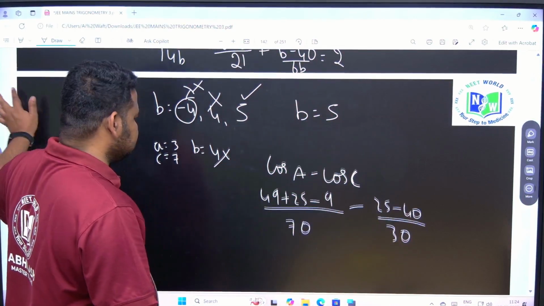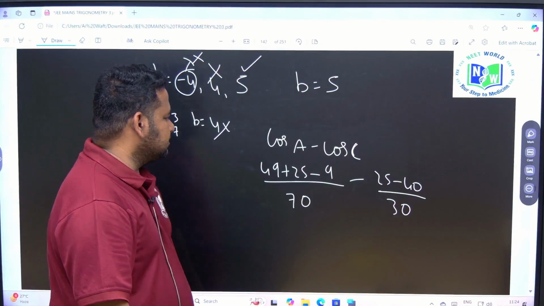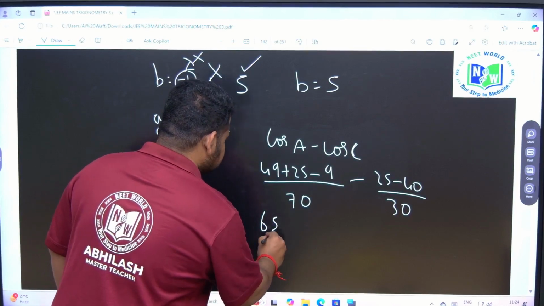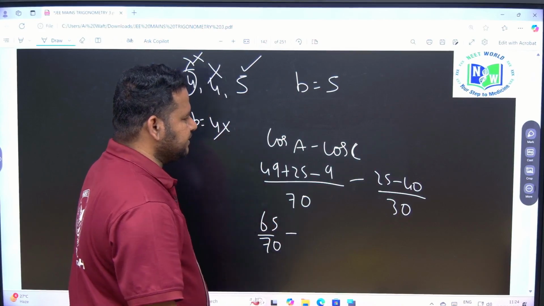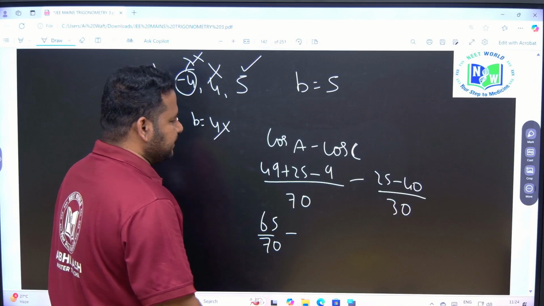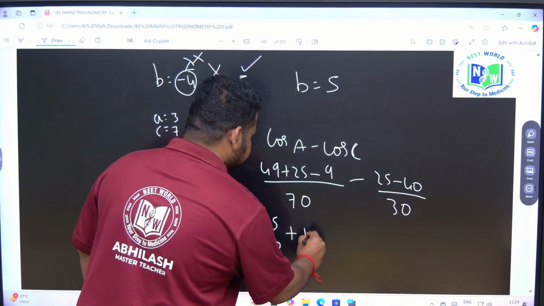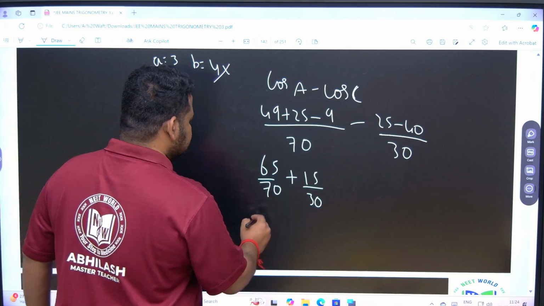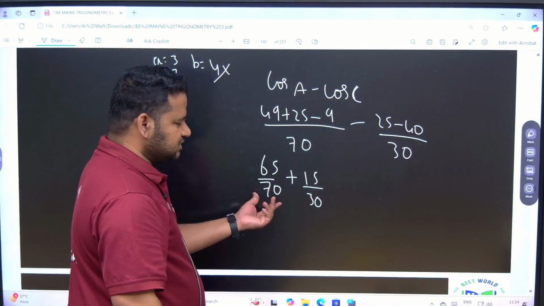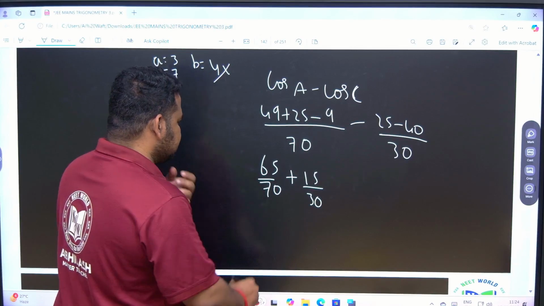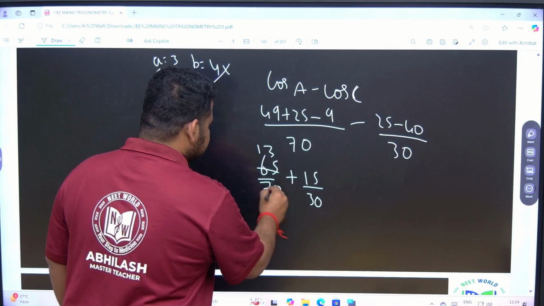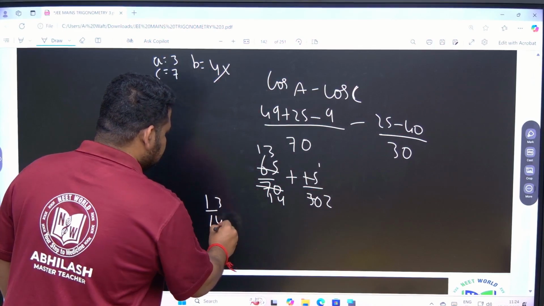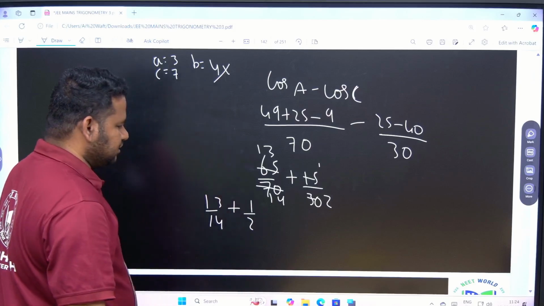So how to solve this? Just simplify this. 49 plus 25 is how much? 74. 74 minus 9 is 65. So 65 by 70 minus 25 minus 40. 25 minus 40 is minus 15. Minus into minus will become plus, so plus 15 by 30. 65 by 70 will be 13 by 14, and 15 by 30 will be 1 by 2. So 13 by 14 plus 1 by 2.